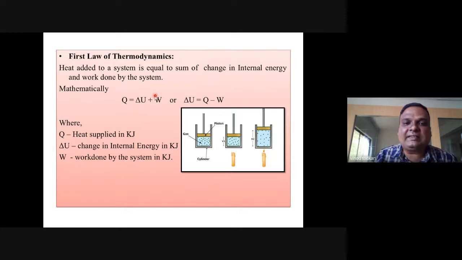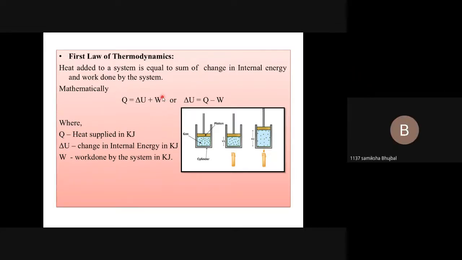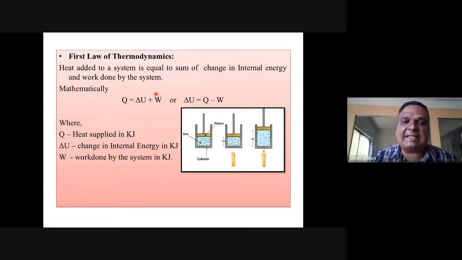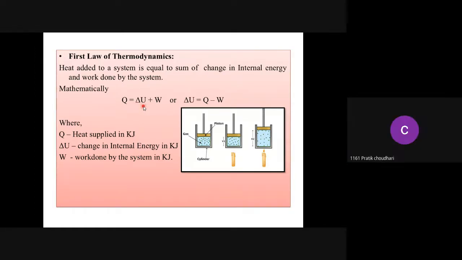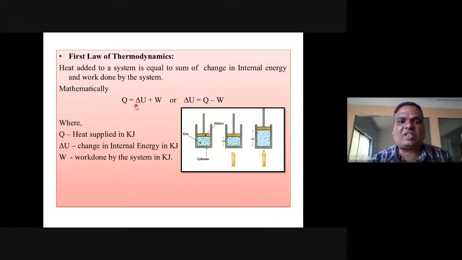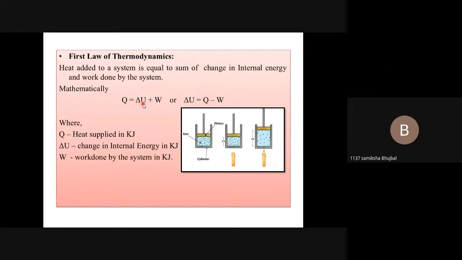Now tell me, what is the sign convention for work? Work done by the system is positive. Work done on the system is negative. Excellent. Work done by the system is positive and work done on the system is negative. Now what about delta U? If there is increase in internal energy, delta U is positive. If there is a decrease in internal energy, delta U is negative.